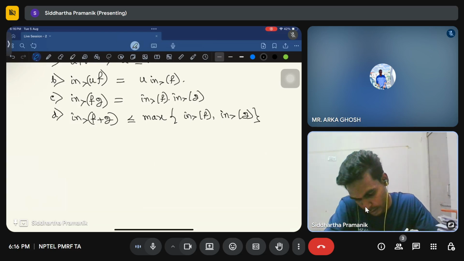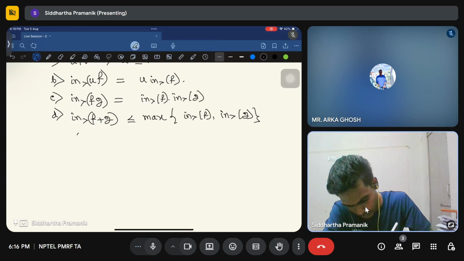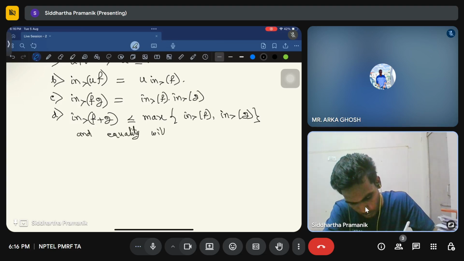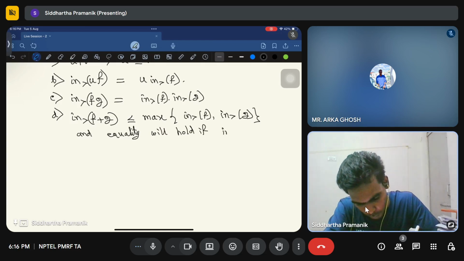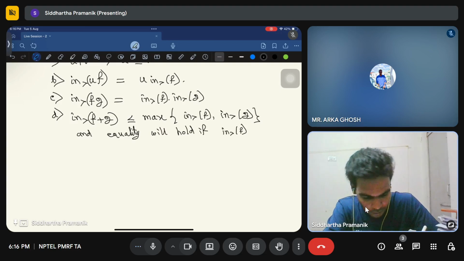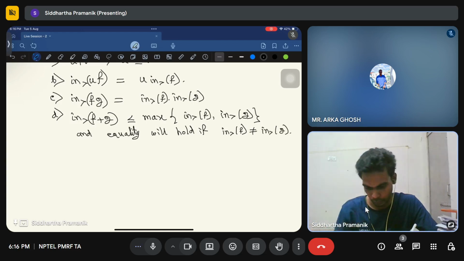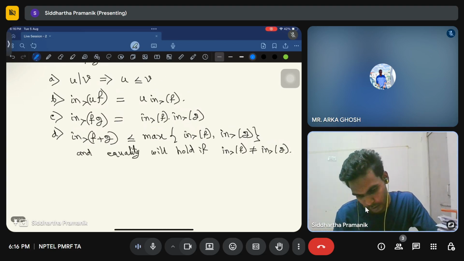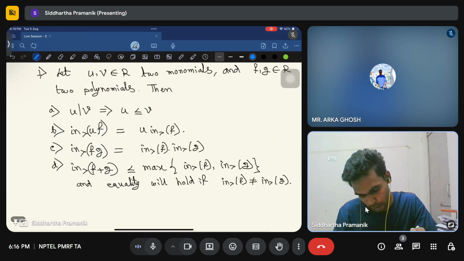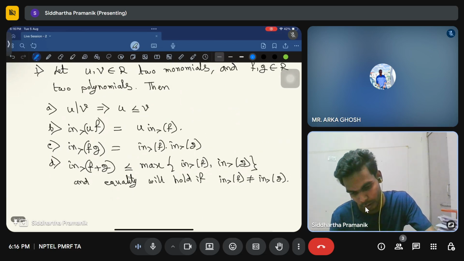And it is an upper bound, so equality will hold if both initial terms do not cancel, meaning they have different initial terms. Okay, so these are very simple propositions. So let's see the proofs one by one.